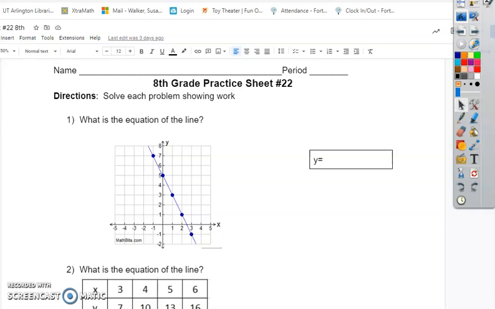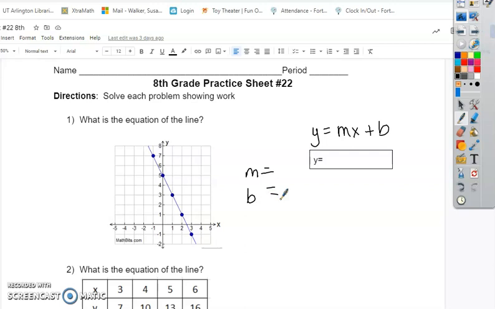Guys, we are going to work on practice sheet 22. So first off is number 1. It says, what is the equation of the line? So hopefully everyone knows, when looking at this graph, is this proportional or non-proportional? Hopefully we know it's not proportional, which is y equals mx plus b. Okay, that is not proportional. Okay, linear, but not proportional. So then we need m and we need b.